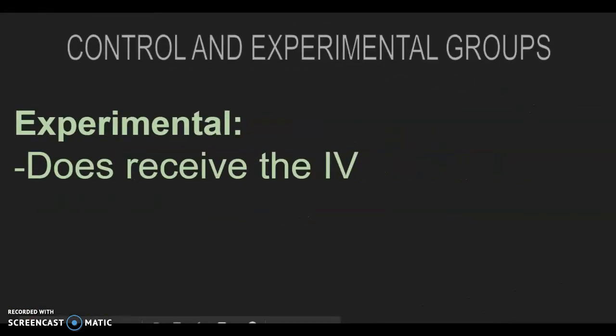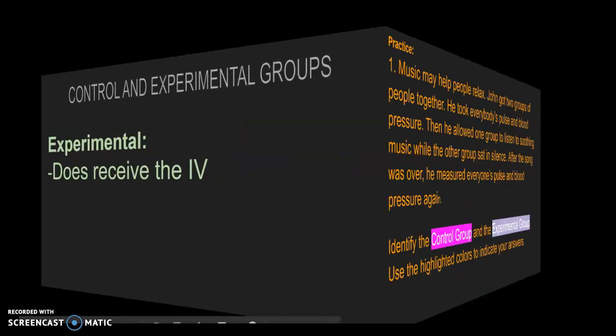The next group is the experimental group, which is also known as the test group. So this is your group of participants that does receive the independent variable. So they are manipulated by that one factor that you have decided to test.